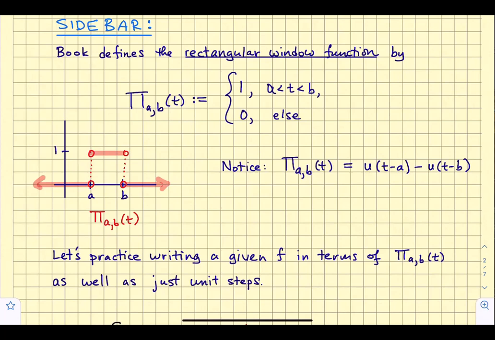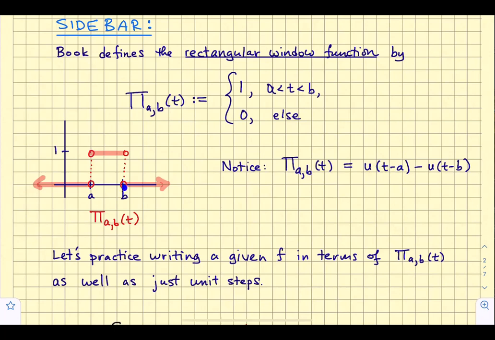Now notice we could rewrite Pi of a comma b, the rectangular window function, as u of t minus a, minus u of t minus b. What does this do? Think back to what we were doing just a minute ago. If we were going to write this in terms of unit steps, we would have a switch that turns on at time a, and when it turns on, it should kick on a value of 1. That's what that term does.